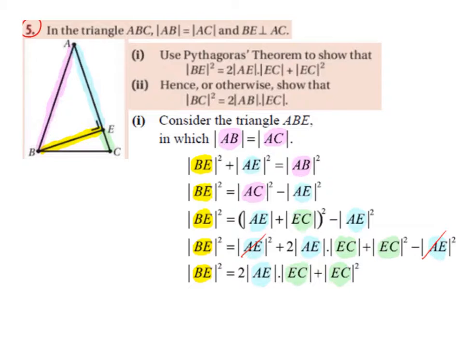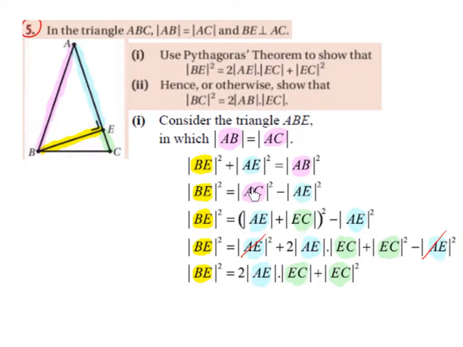Using Pythagoras' theorem, which states that c squared is equal to a squared plus b squared, where c is the longest side, the hypotenuse, we're going to have BE squared plus AE squared is equal to AB squared. So AB is the hypotenuse. We bring the AE squared over the equal sign, it becomes minus AE squared. So we have BE squared equals AC squared minus AE squared.